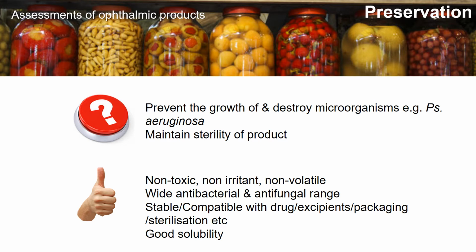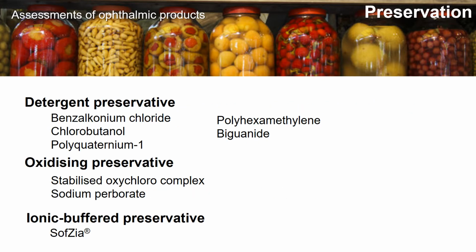Being an ideal preservative, it must be able to solubilize in the solvent used, being non-toxic, non-irritant and non-volatile. At the same time, it must have a wide antibacterial and antifungal range. As usual, being part of the excipients, it must be stable and compatible with drugs, other excipients, packaging, sterilization etc. There are several types of ophthalmic preservatives, including detergent preservative, oxidizing preservative and ionic buffered preservative.